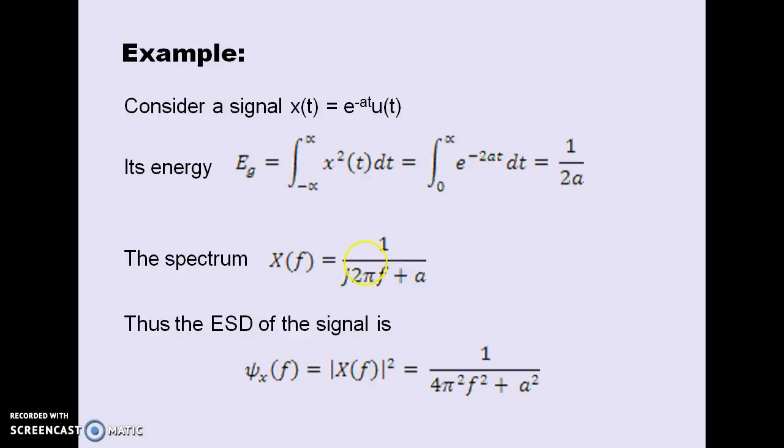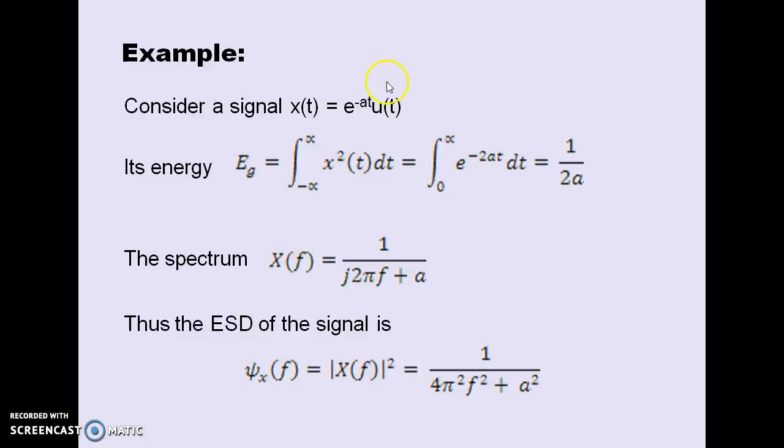Here is an example. Consider a signal x(t) is equal to e to the power minus at times u(t). Its energy Ex will be calculated as the integral of x squared of t dt and it will be equal to 1 by 2a. The spectrum X(f) can be found directly from the Fourier transform of x(t), that will be equal to 1 by (j 2 pi f plus a). And thus the ESD of the signal is calculated from this formula, psi_x(f) is equal to |X(f)| squared, which is equal to 1 by (4 pi squared f squared plus a squared).